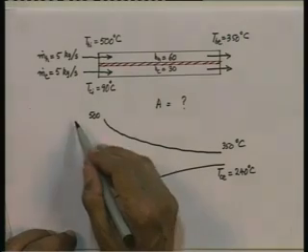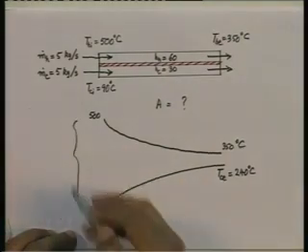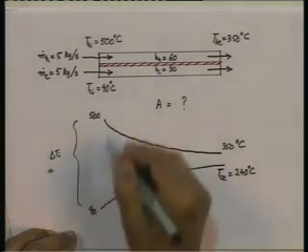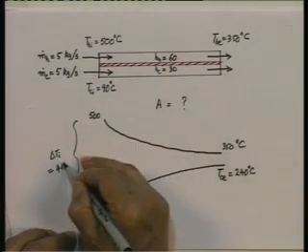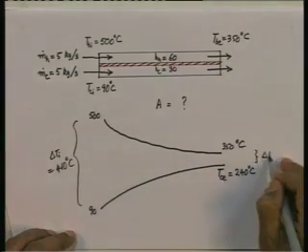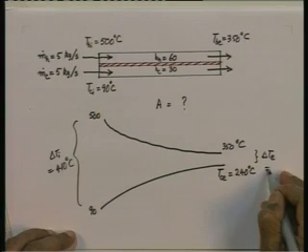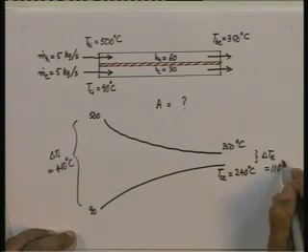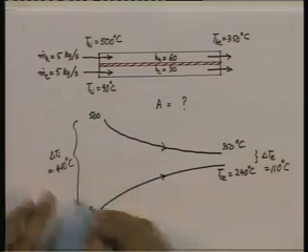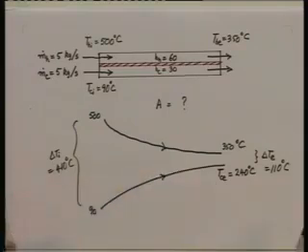So, delta Ti is equal to 410 and delta Te is equal to 110 degrees centigrade. These are the temperature profiles on the two sides. These are the values of delta Ti and delta Te.